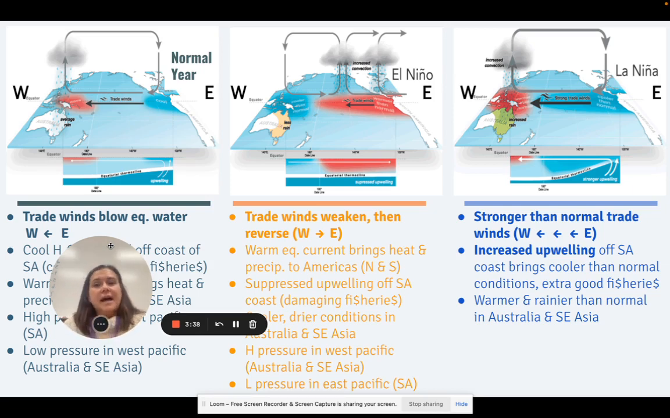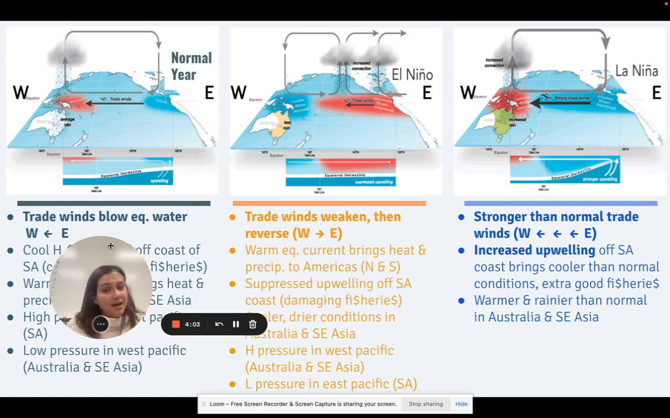Now, the opposite happens in Australia and Southeast Asia. They're getting some of that cooler water, so they're getting cooler, drier conditions. They're also getting some upwelling there, so they may see different fishing, but it's much drier. We have a flip-flop of what's going on in terms of precipitation, temperature, and climate in general. That would be El Nino.